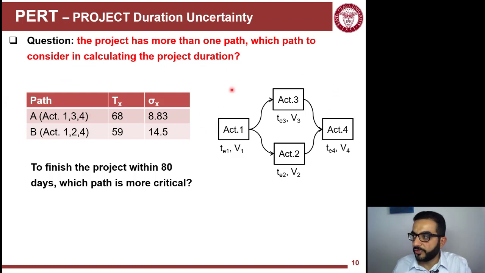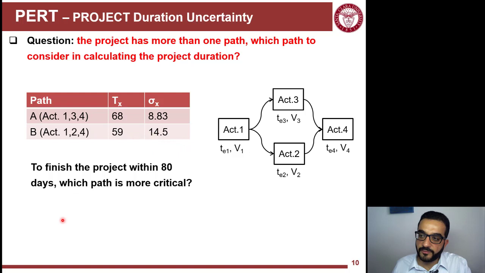This is a very simple example here. I have two paths. The first path is made up of activities 1, 3, and 4, and the second one is 1, 2, and 4. There is a mean and variance for each one, but let's say I added up the means of the first path. I ended up with 68 days, and the variance sum of the first path is 8.83. Do the same for the second path. I have these two numbers.